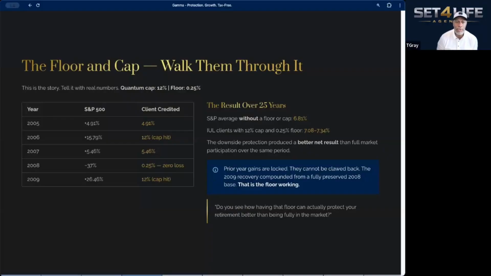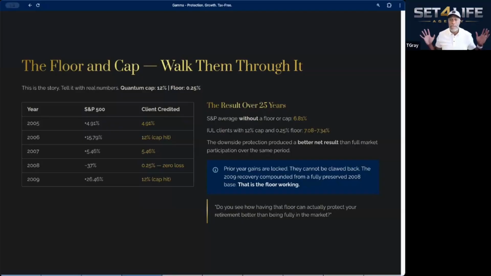It went down 37%. People were crying. If they had $100,000 in their 401k, now they had just a little bit more than $60,000. But people who were in F and G Quantum or in an IUL had zero loss. In the case of F and G Quantum, they actually had a tiny gain, 0.25%. Now the market did come back in 2009 and went up 26%. And again, that would hit the cap. And if you had your money here in this IUL, you would have gained 12%.